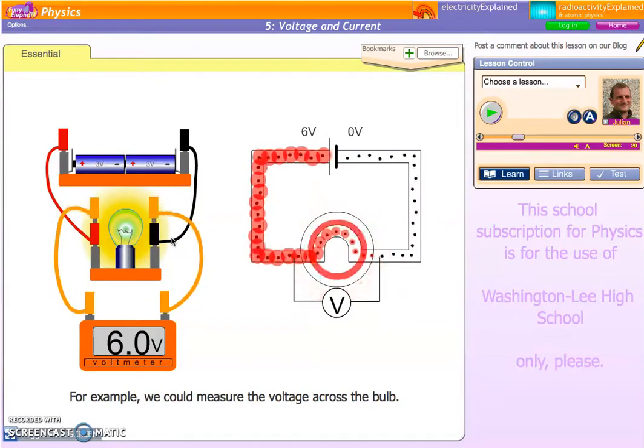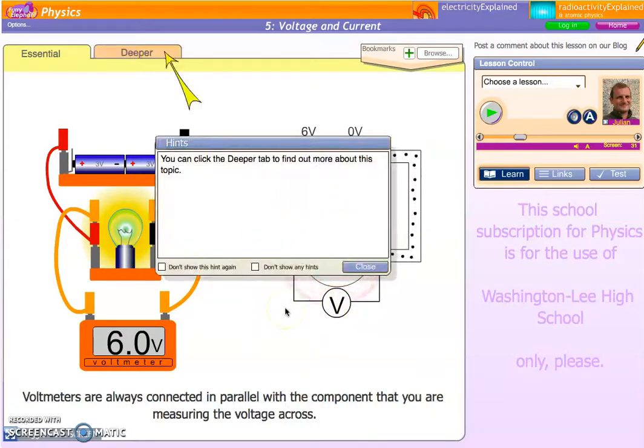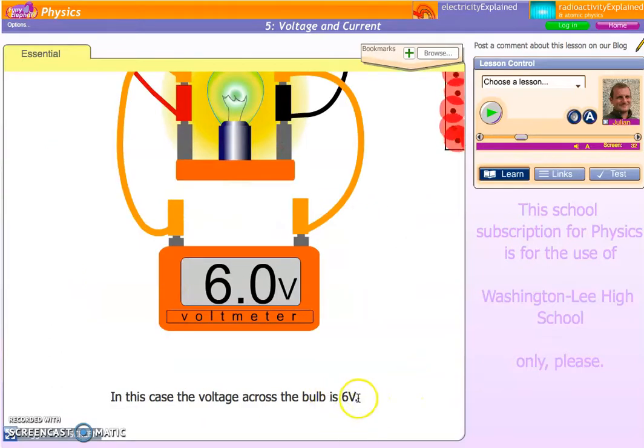For example, we could measure the voltage across the bulb. We say that the voltmeter is connected in parallel with the bulb. Bulb, voltmeter, they're parallel to each other. Voltmeters are always connected in parallel with the component that you're measuring the voltage across. In this case, the voltage across the bulb is 6 volts.